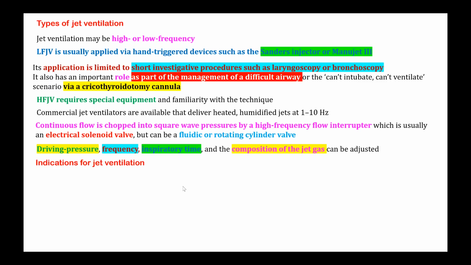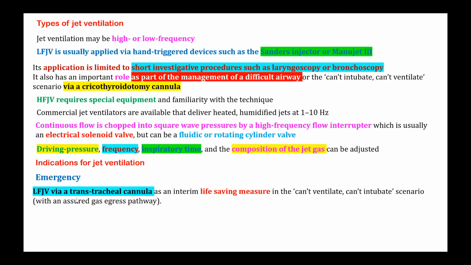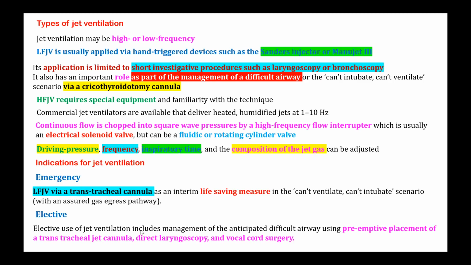Third subpart of this question is indications for jet ventilation. It can be emergency, where it can be used for transtracheal cannula in life-saving measures like the can't intubate, can't ventilate situation. It can be used in elective procedures like transtracheal jet cannula used for direct laryngoscopy, vocal cord surgery, or preventive placement of cannula for tracheal reconstructive surgery.